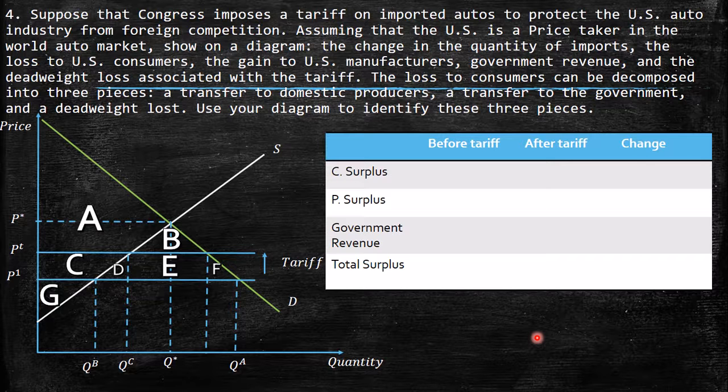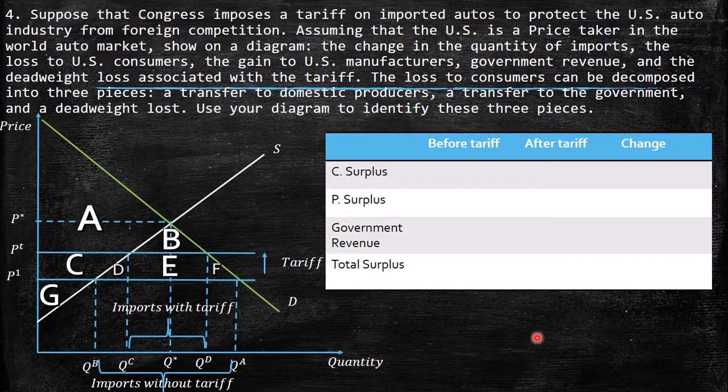And on the other side, the consumers will be worse off, because they cannot buy the autos at the price of P1. They have to pay PT. So this is going to be QD. You notice here that the imports are going to be reduced. The previous difference was QA minus QB, but now after the tariff, the imports are going to be QD minus QC. So here are the new imports with the tariff, and this one is the imports without the tariff.